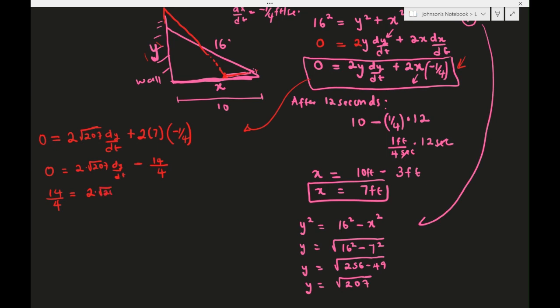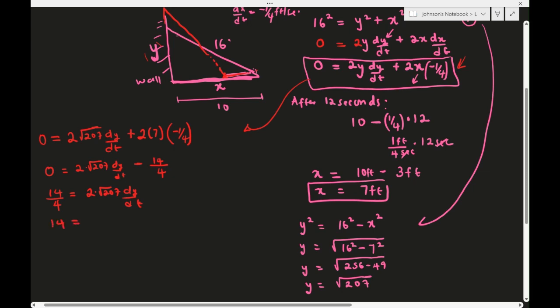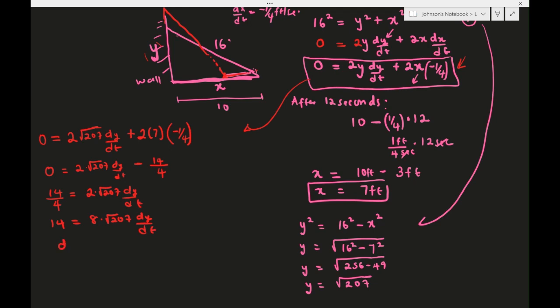And here we'll have 2 times 207 dy/dt. And we'll try to make dy/dt the subject from here. What we can do, what is dy/dt? This we can still write as 14 equals 8 times root 207 dy/dt. So dy/dt is going to be 14 divided by 8 times root 207.